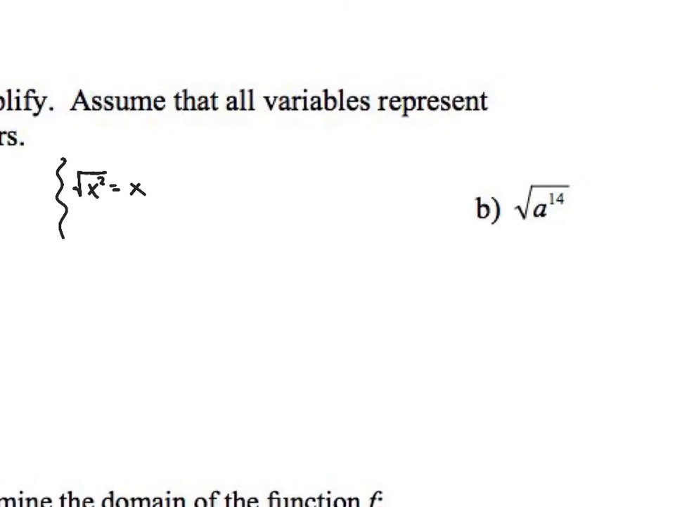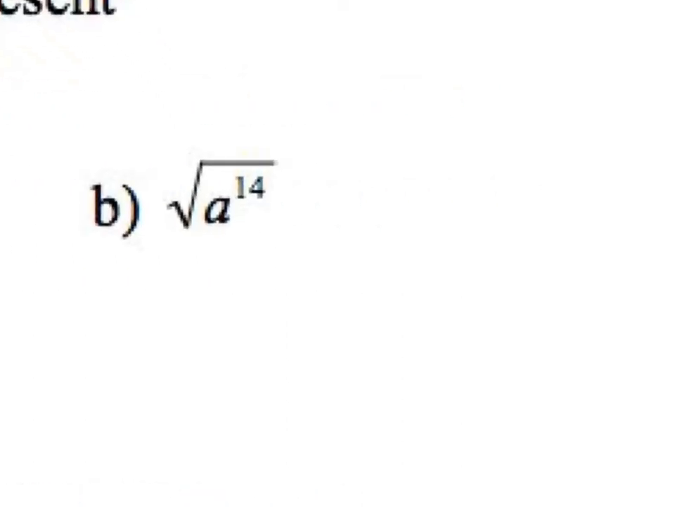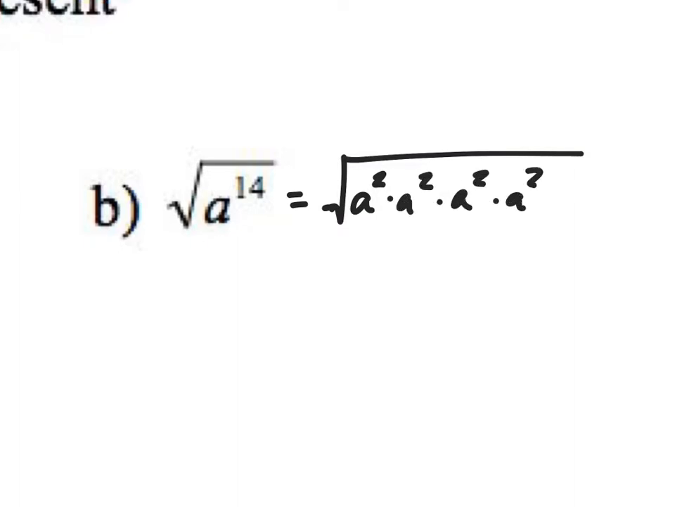Okay, now the other thing is this, something where you have the square root of a to the 14th power. I want to look at the square root of x squared. Notice how if I take this 2 here, it becomes 1. Well, the question is, using multiplication, 2 divided by what gives me 1? And that answer is 2. So if I were to do a to the 14th, one way that we could do this is we could split this up and rewrite it as a squared times a squared times a squared times a squared, 1, 2, 3, 4, 5, 6, 7, okay?